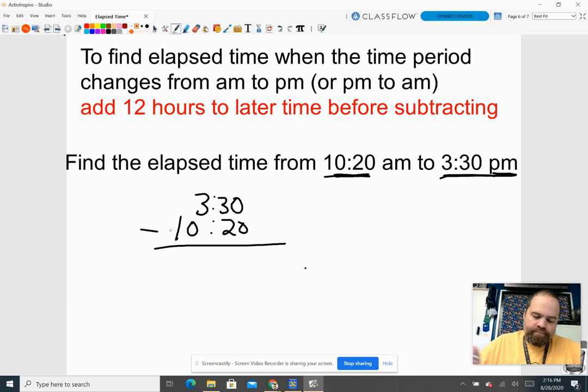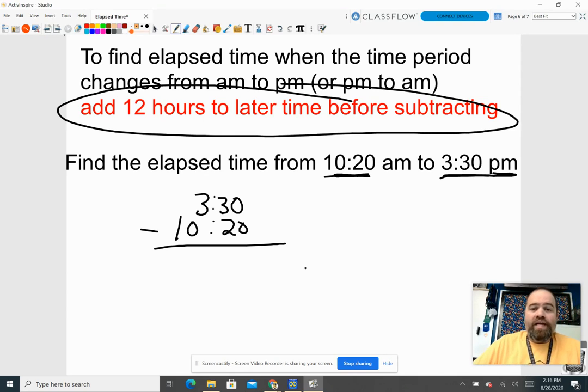We can't do that. So what we kind of have to think about is military time. Military time is based on 24 hours in a day. It's a little bit different than our clocks. So basically what happens, we're going to increase our hours by 12. It's basically adding another 12 hours to it so you can do the subtraction. So instead of having 3 as our hours, I'm going to add 12 to that and bump it up to 15.